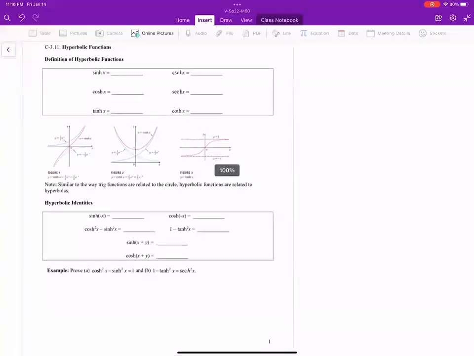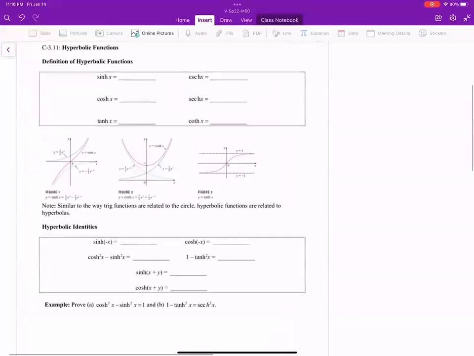Hello everyone, welcome back. We are going to be doing the last section of chapter 3, which is hyperbolic functions.